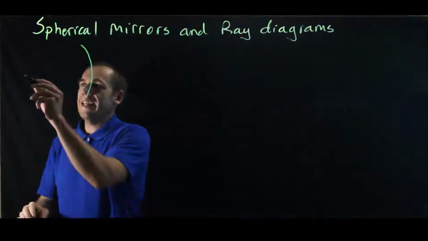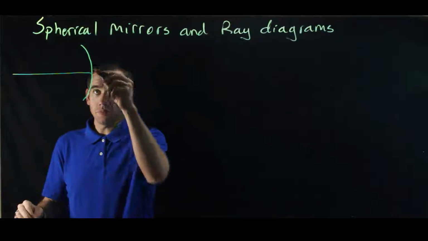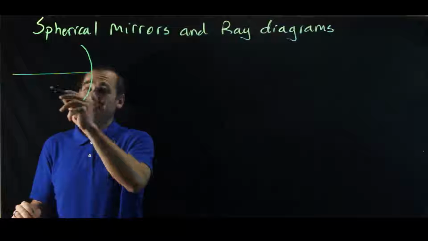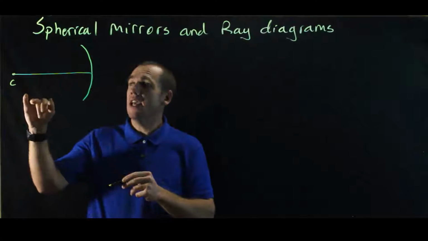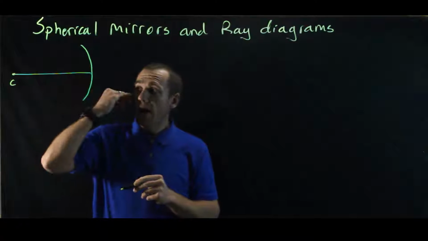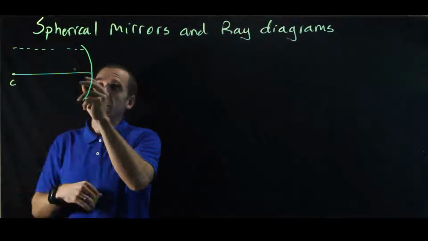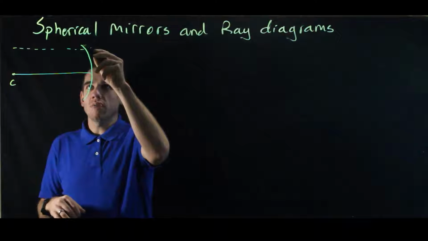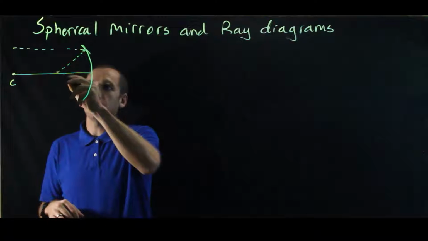And when light hits that, we have what's called the principal axis, which goes from the center of the mirror and passes through its radius of curvature, which I'm going to label as point C. This is a spherical mirror. And when light rays hit it, parallel incoming rays, they are going to bounce off, follow the law of reflection, so my normal would be here, and it comes out through here.